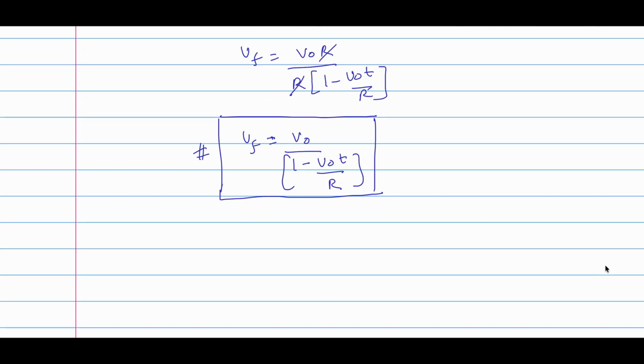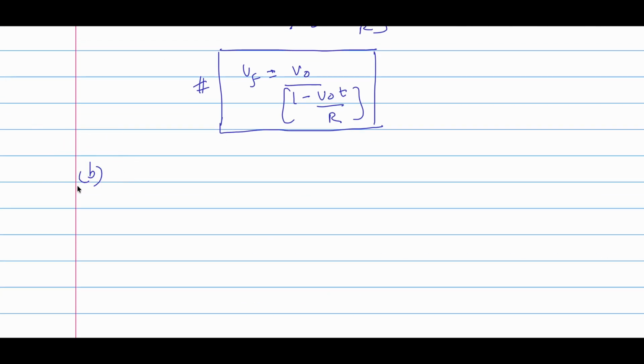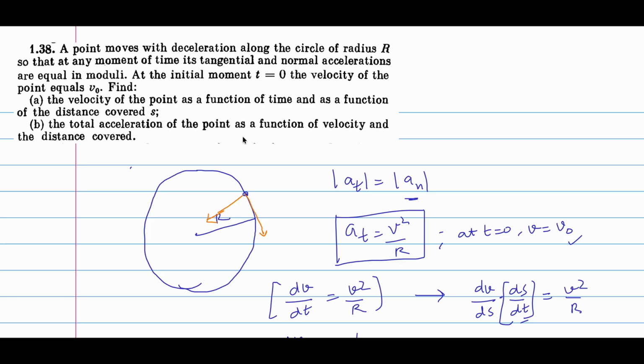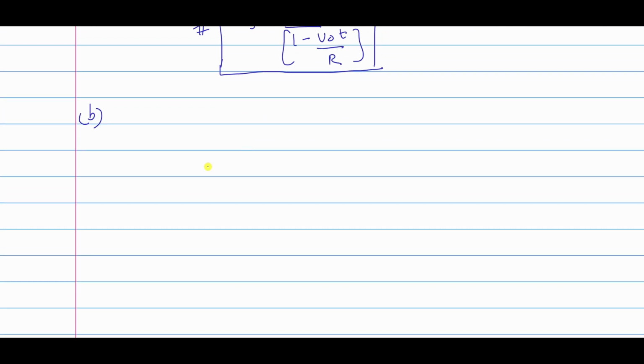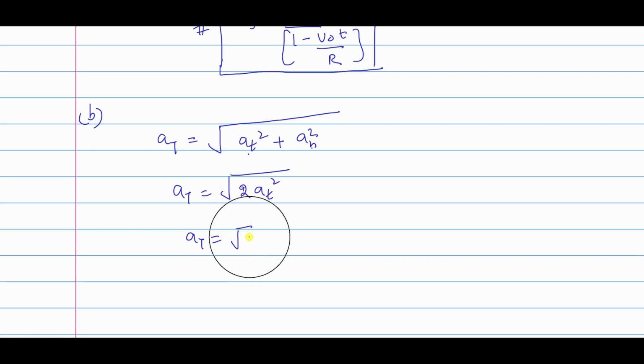This is part A. Now part B is the total acceleration of the point as a function of velocity and the distance covered. So we know that the total acceleration a total will be equal to the square root of the magnitude of tangential acceleration squared plus the magnitude of normal acceleration squared. As they both are equal, a total squared is equal to 2 times a tangential squared. So a total will be equal to root 2 times a tangential.